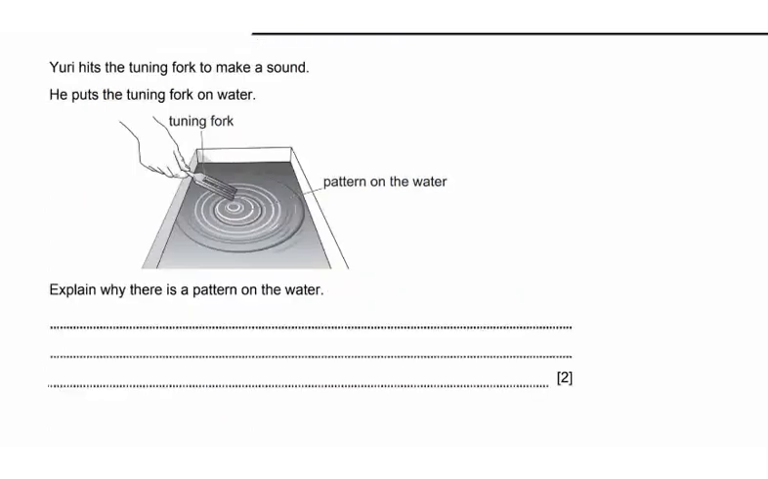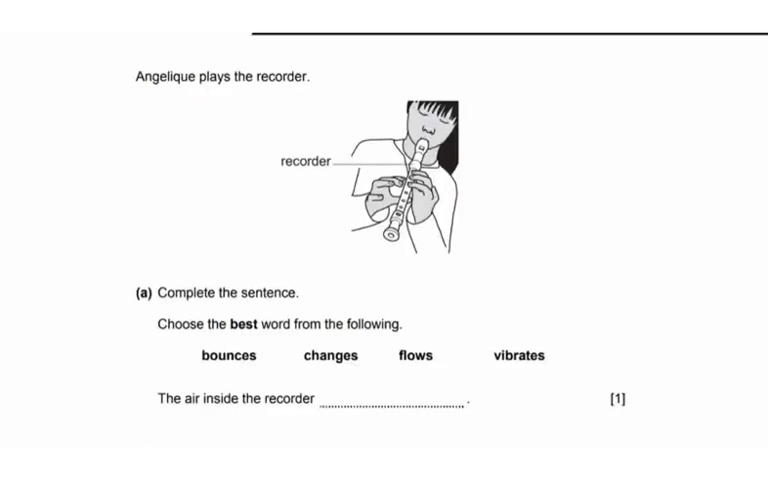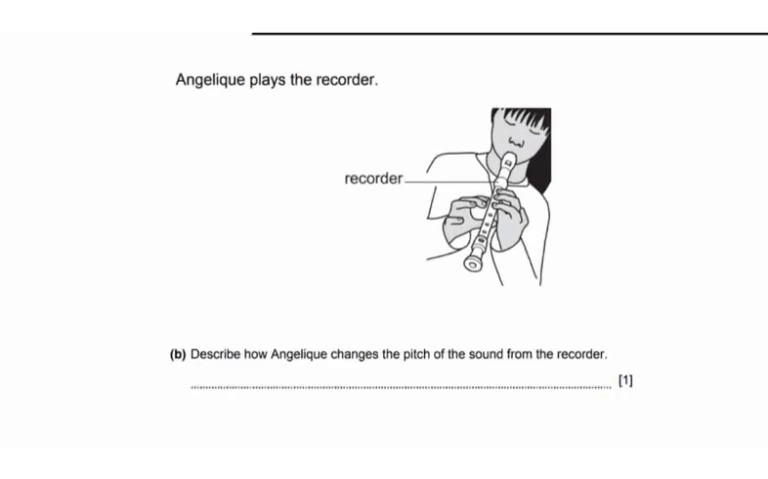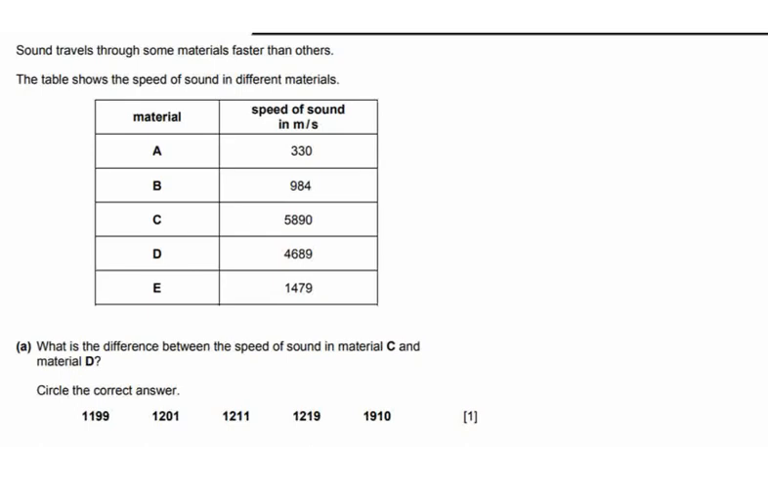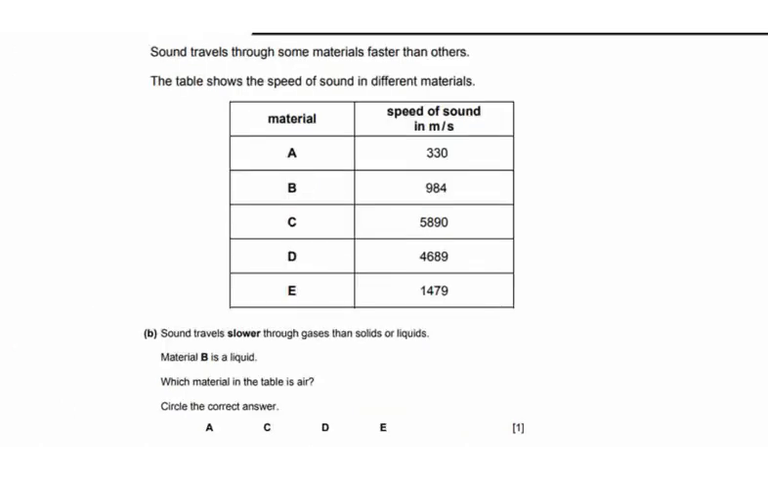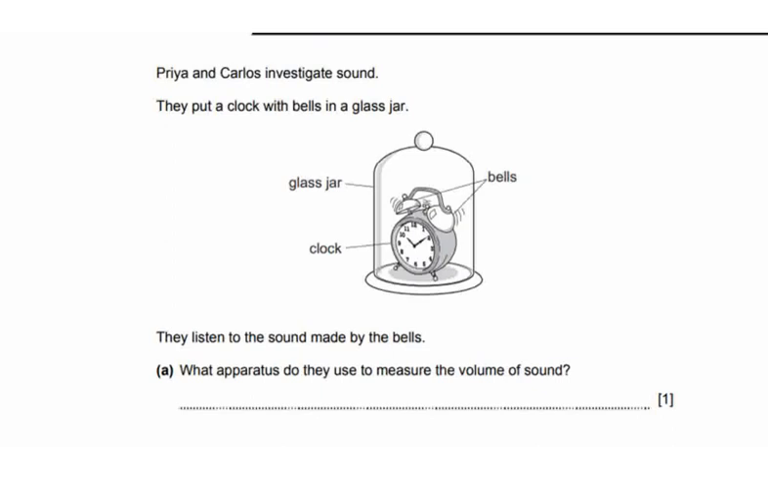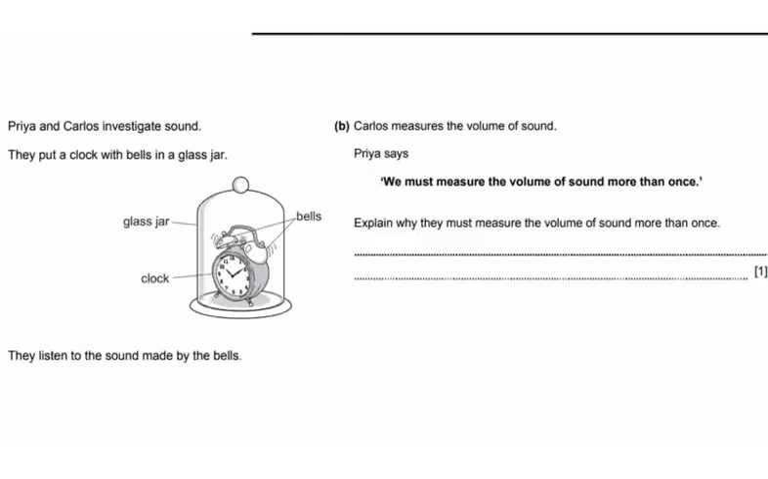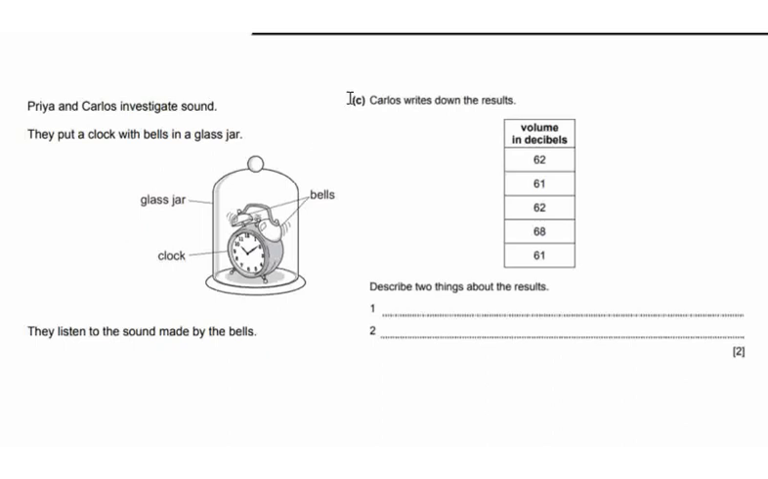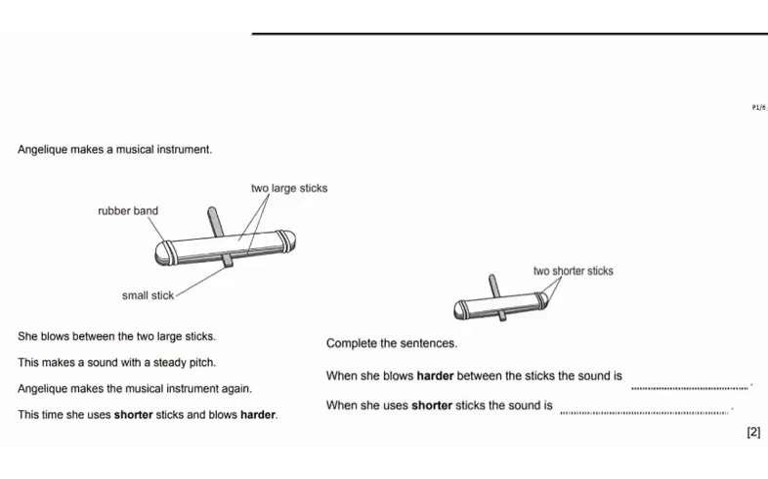This is the first question. This is the second question, 2A. This is 2B. This is question 3A. This is question 3B. This is question 3C. This is question 4A. This is question 4B. This is question 4C. This is question number 5.